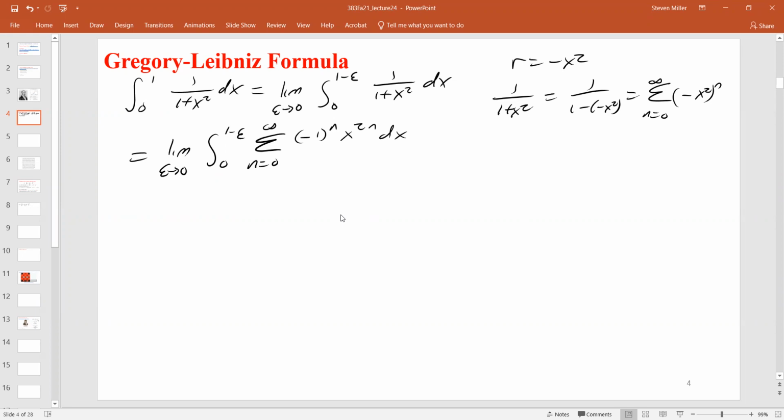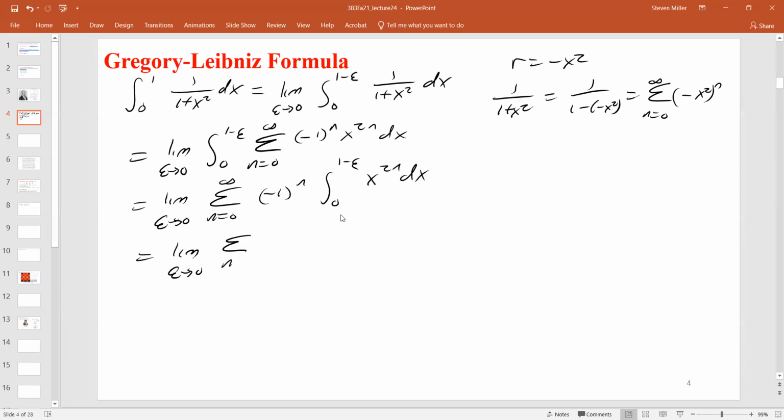So whose theorem are we using? Fubini, or Fubini-Tonelli, if you want to be a little bit fancy and talk about the fact that we have an integral and a sum, but we can switch them. And this is the same as the limit as epsilon goes to 0 of the sum n goes from 0 to infinity of -1 to the n, integral from 0 to 1 minus epsilon of x to the 2n dx. All right, that's not a bad integral to do.